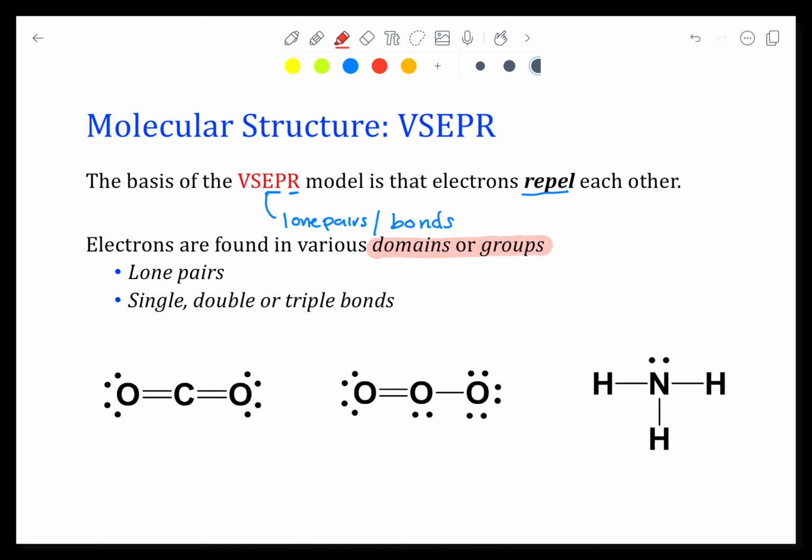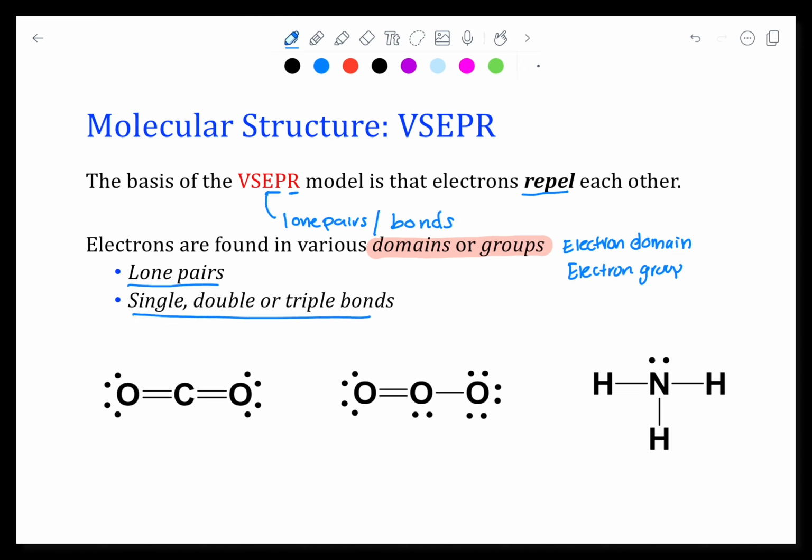So anywhere that we have a pair of electrons, we have a specific name for it called a domain or a group. Okay, so an electron domain, or an electron group. Different textbooks, different places online call them different things, usually an electron domain or electron group. They are the same thing. So our different types of electron domains would be a lone pair, or we could have our bonds, our single, our double, or our triple bonds.